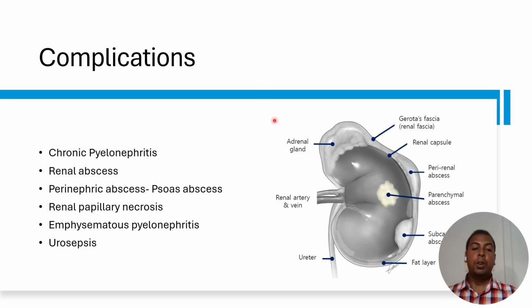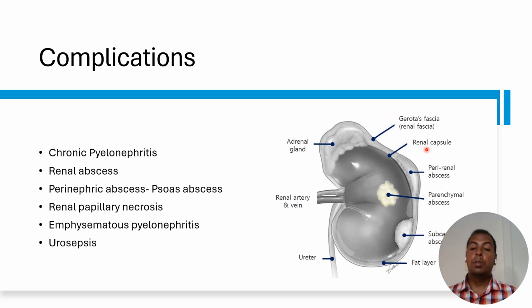All right, so these are some complications of acute pyelonephritis if untreated or inadequately treated. So abscesses are a major concern, and the abscesses could be located in various anatomical locations, and we could use this image to look at where the abscesses may be.